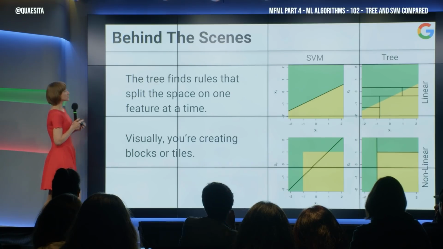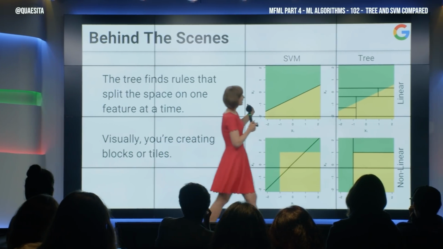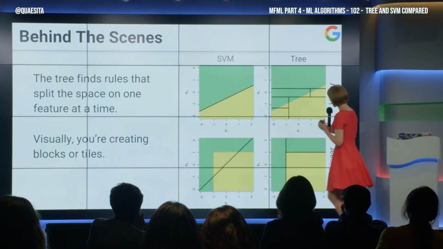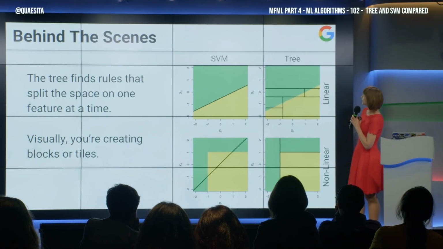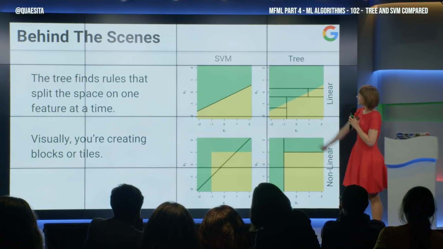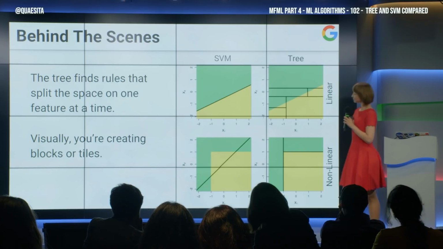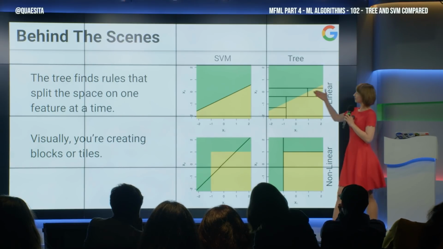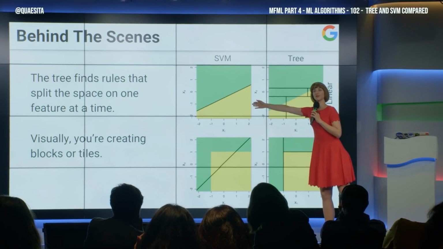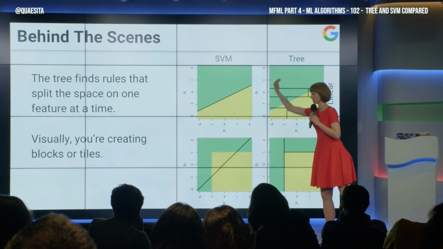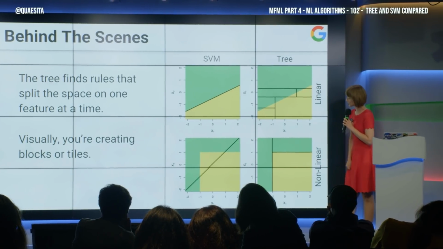Now, behind the scenes, what's going on? So here I have linearly separable yellow and green. Here I have non-linearly separable yellow and green. Here I have the tree. Here I have the support vector machine. And what we see is what we expect over there. Linearly separable can be done with a line. Here it can't. What is a tree doing?